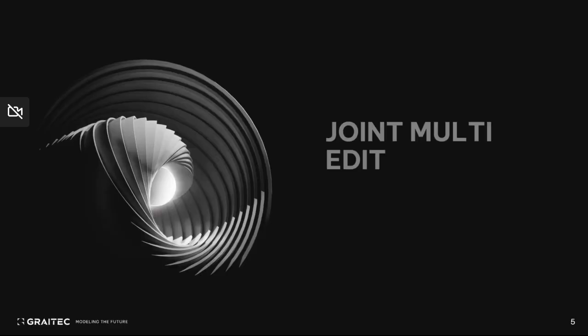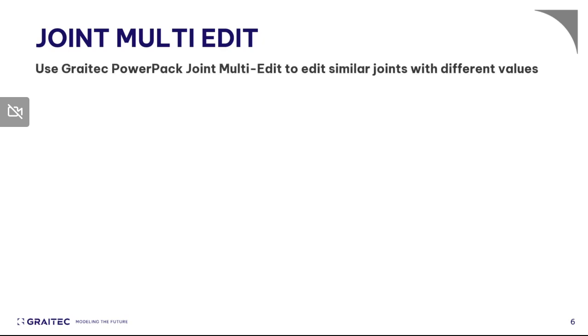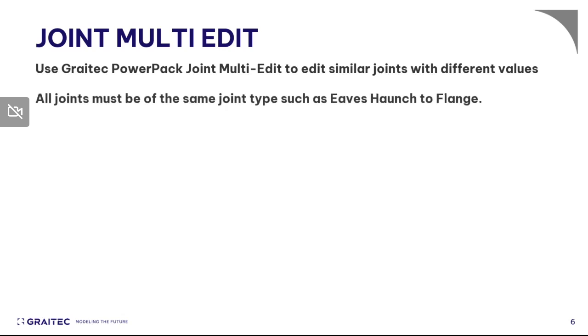Okay, so moving on to our next tip and trick, we're going to look at the PowerPack Joint MultiEdit. So we can edit similar joints that have different values within the joint itself. They must be the same joint type, so eaves, haunch to flange. We can't do a fin plate and a base plate at the same time. But if we had fin plates that had different settings in them, we can edit those joints at the same time.